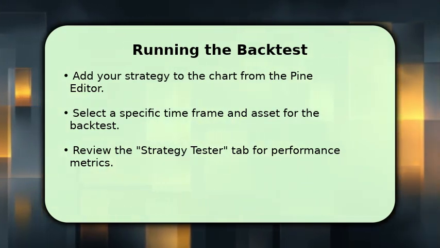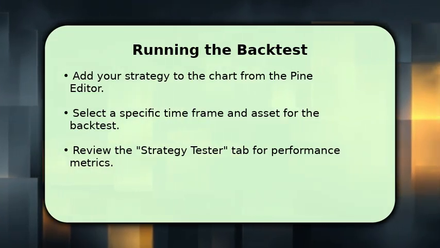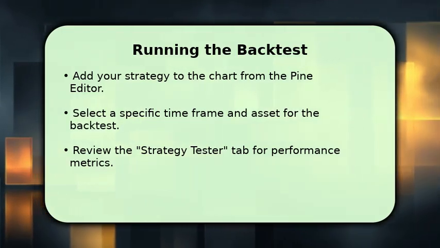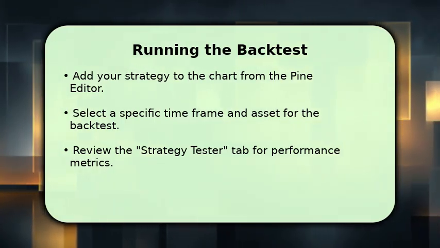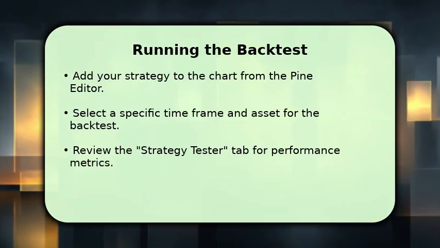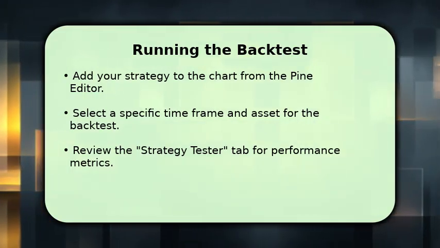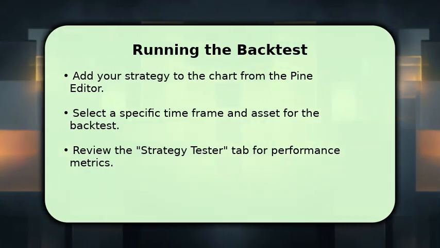Next, select the specific asset and time frame you wish to backtest, perhaps over several months or even a few years of data. Then, open the Strategy Tester tab, usually found at the bottom of your screen. This tab will display comprehensive performance metrics, including net profit, gross loss, and maximum drawdown, giving you a clear picture of your strategy's historical performance.